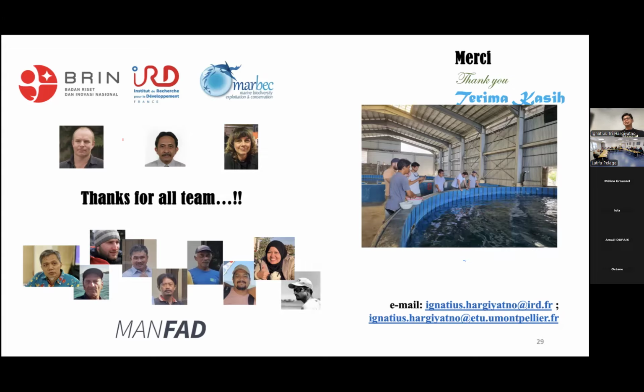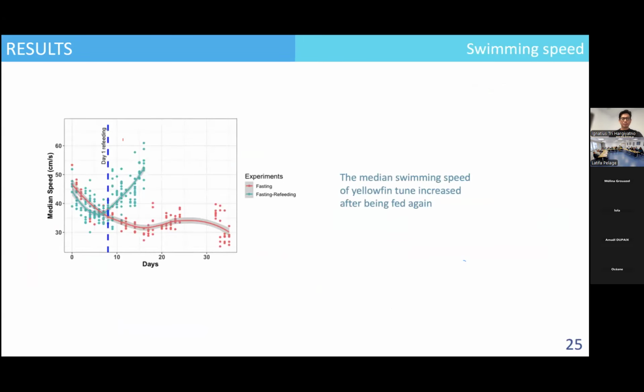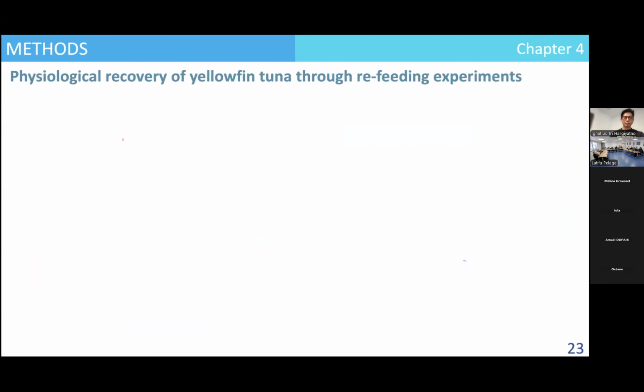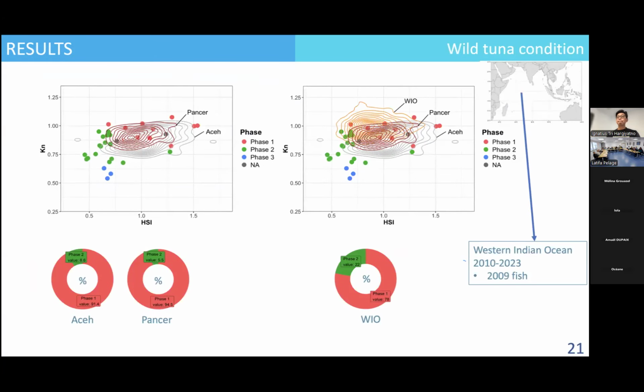But I had one question regarding the physiological condition of the tuna in the wild. The two results that you showed are actually snapshots that you measured at the same time. I was wondering whether you had the opportunity or any idea of whether this condition could vary in a different season or along the year. Do you have any other samples besides these two periods?